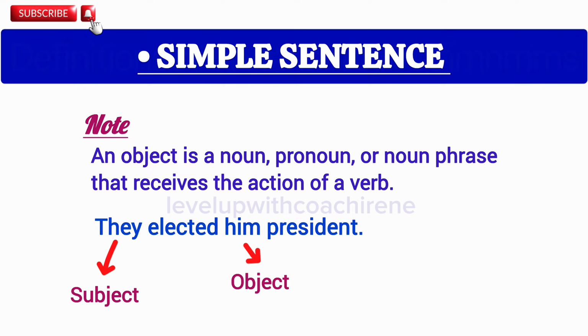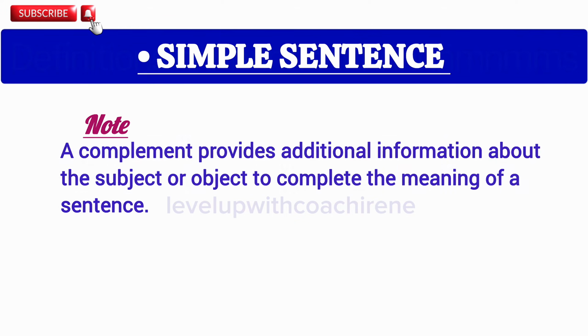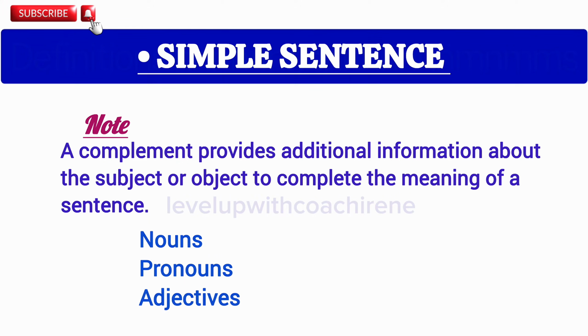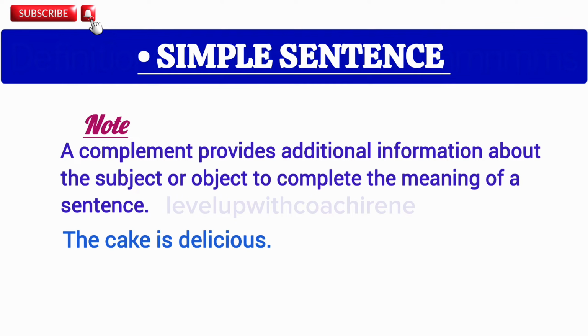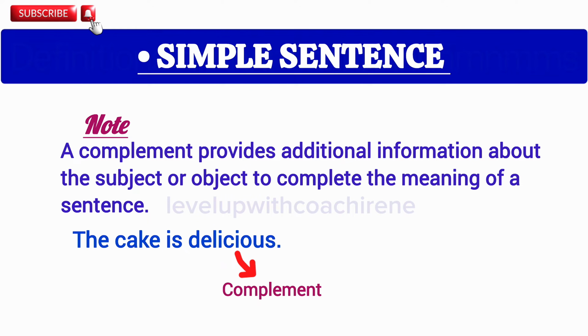Let's look at the meaning of a complement. A complement provides additional information about the subject or object to complete the meaning of a sentence. Complements can be nouns, pronouns, or adjectives. For example, the cake is delicious. Here, delicious is the complement describing the cake.